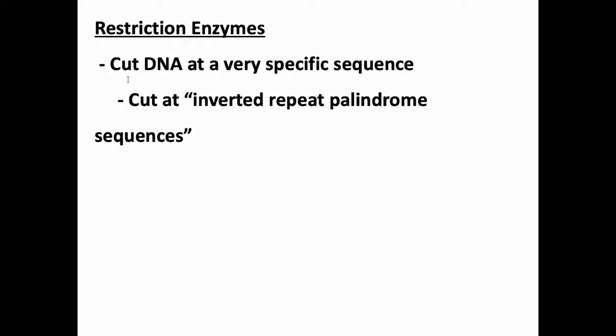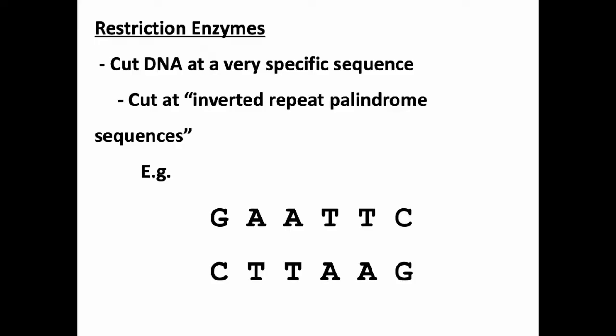Now, there's something about these unique sequences. They cut DNA at a very specific sequence. They cut at what is called an inverted repeat palindrome sequence. What a phrase. Inverted repeat palindrome sequence. What is an inverted repeat palindrome sequence? Well, I think the best way to understand this is to look at an example. You do not need to memorize this specific example sequence, but it will show us what an inverted repeat palindrome is.